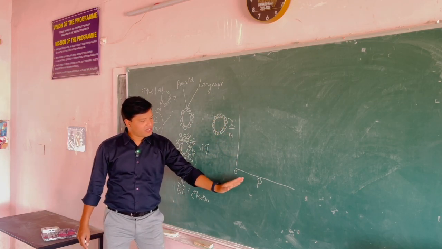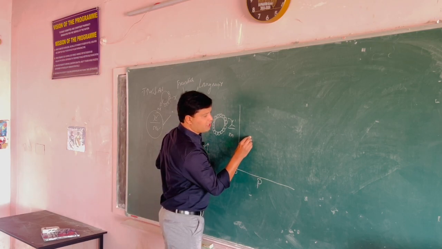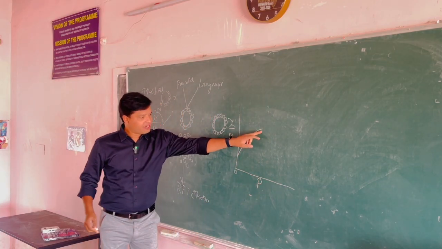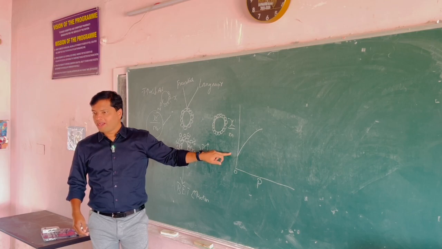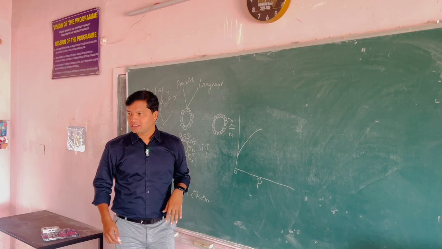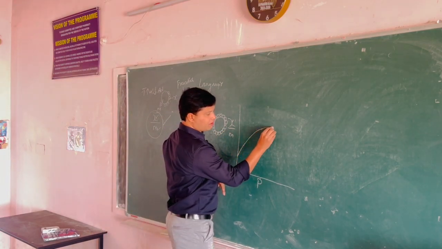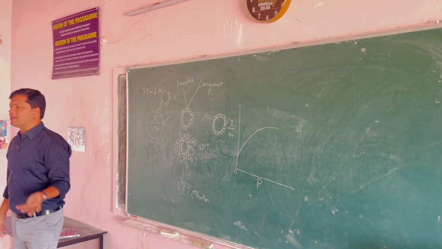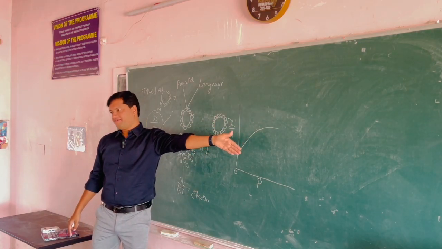Slowly increase the pressure, the amount of gas also increases. After the monolayer is formed, what happens? Even though we increase the pressure, there is no increase in the amount of gas. How to represent that? A straight line. That's all. You won't forget this graph. If you know the concept, you can draw the graph.